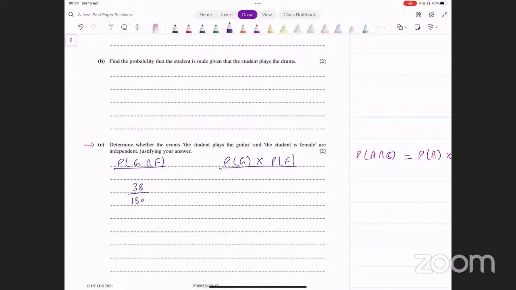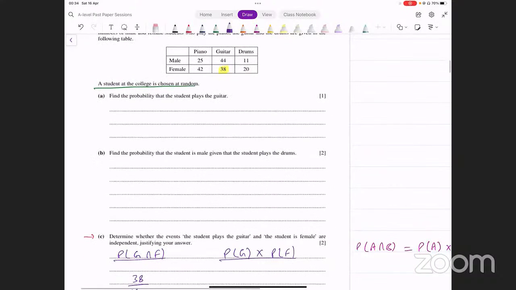What else? Probability of playing guitar, how will that come? Whenever there are table questions, we add up the totals: total of males, total of females, total of piano, total of guitar, total of drums. What's important for us here? The total of guitar. 44 plus 38, what's that? That's 82. Or females total, that is 20 plus 38 plus 42. Is that 100? Yes, that should be 100.